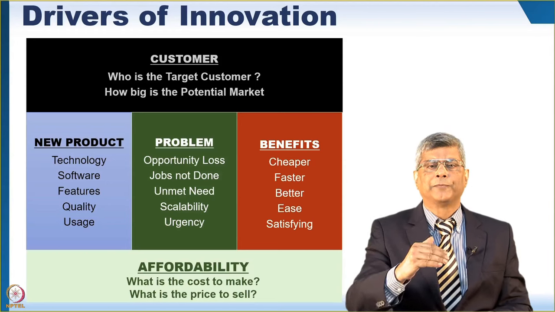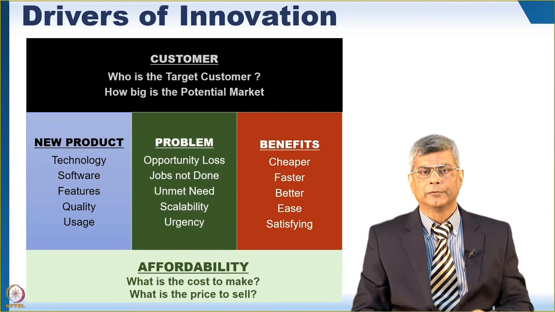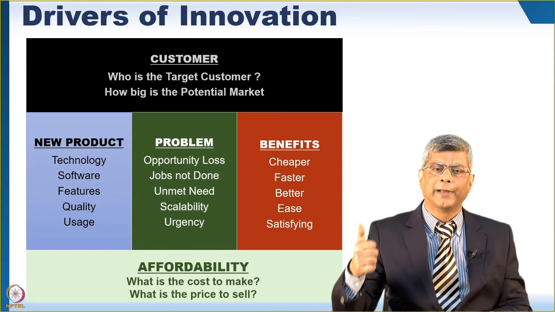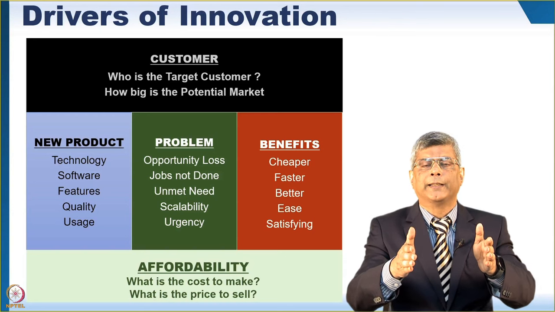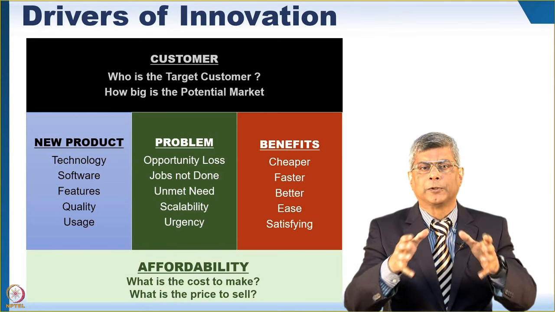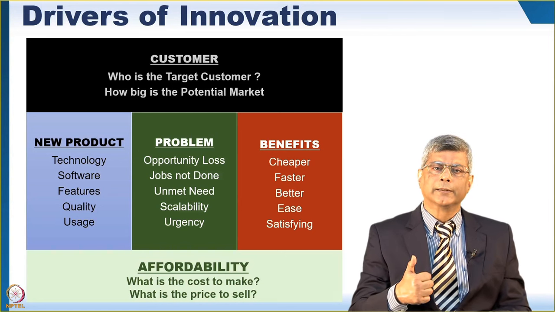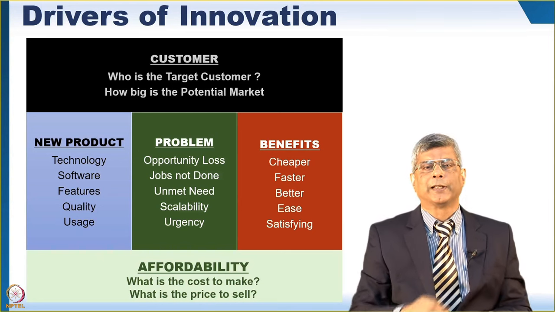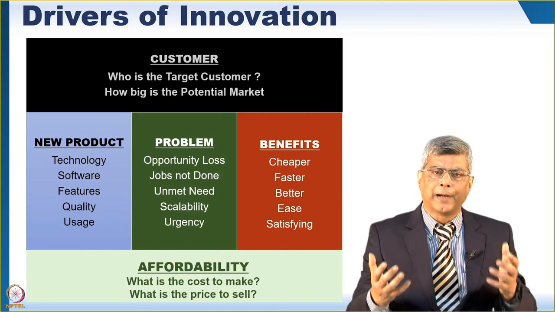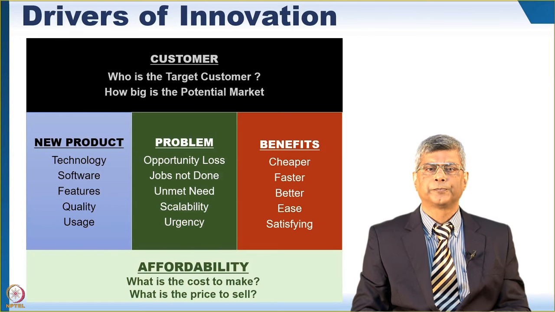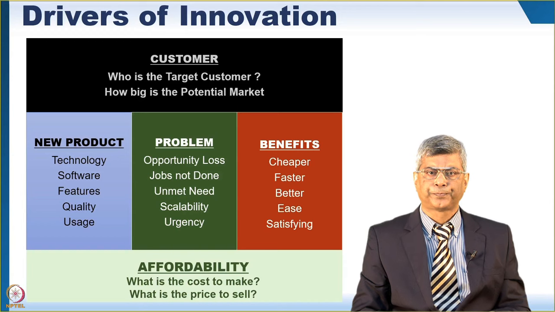And then the work that we have to do in the innovation process is the product itself, the problem that you are starting to solve, and then the benefits. So let's start with the problem. So you have understood the customer, and you've identified probably a million customers or 10 million customers as the target customers for this innovation. The question is, what problem are you trying to solve for that customer? If the customer doesn't have a problem, he will not buy your innovation or your new product. So you have to really understand the problem that the customer has.